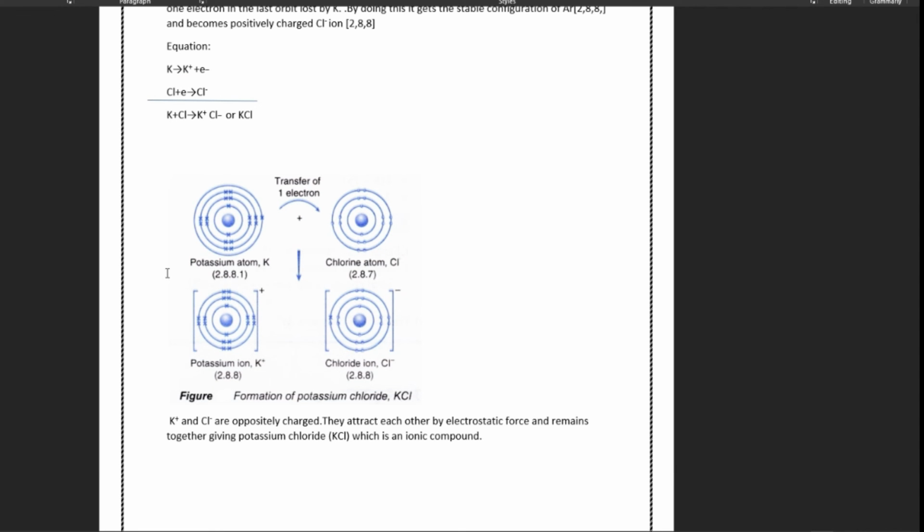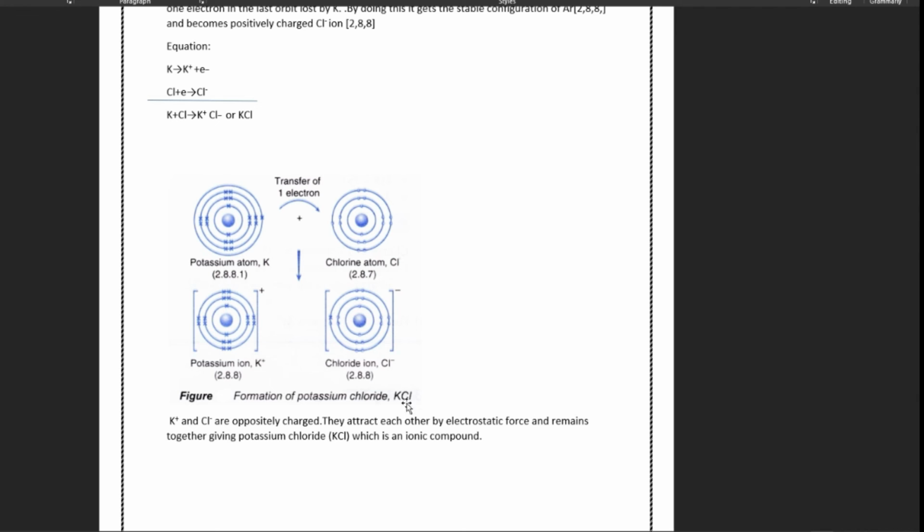In the figure, we can see that the potassium atom, 2, 8, 8, 1, has one electron. It is transferred to chlorine. After the transfer of one electron, potassium becomes positively charged for donating it. When chlorine receives one electron, it becomes negatively charged, and they can get the stable electronic configuration of argon.